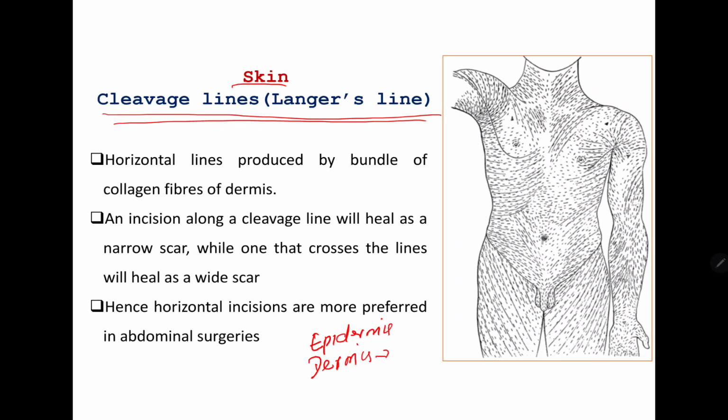In the dermis there are some transversely running structures, the collagen fibers. The dermis has horizontal lines produced by bundles of collagen fibers. You can see bundles of collagen fibers present in the dermis, and the orientation or direction of these collagen fibers in the anterior abdominal wall is horizontal.